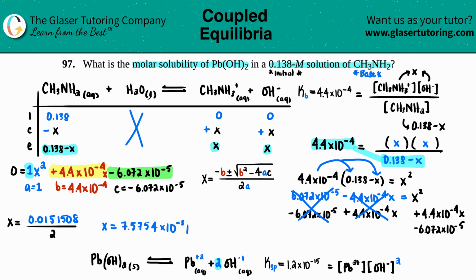Okay, and that's molarity. Now remember, the link between the two is the hydroxide ion. So I only care about what the hydroxide is in this case. And the hydroxide was just X. So if I just bring this down a little bit, I can say that the hydroxide ion concentration that I care about is 7.5754 times 10 to the negative third.